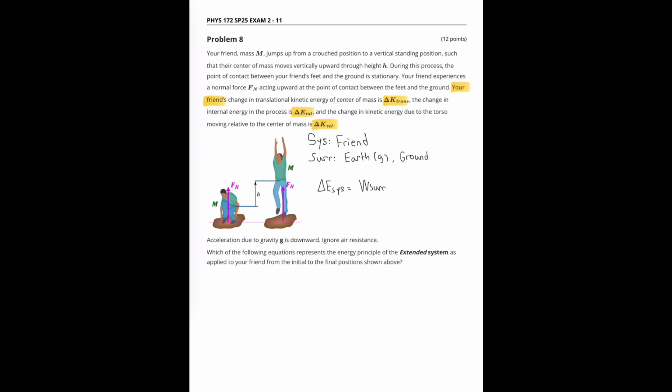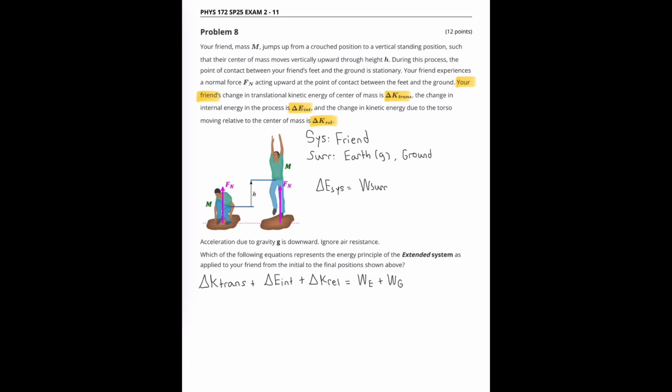So you can rewrite this as delta K trans plus delta E int plus delta K relative is equal to the work done by the Earth, I'll call that W subscript E, plus the work done by the ground. We know by definition that work is equal to the force times the change in distance, delta r.